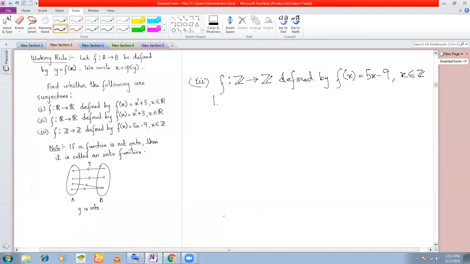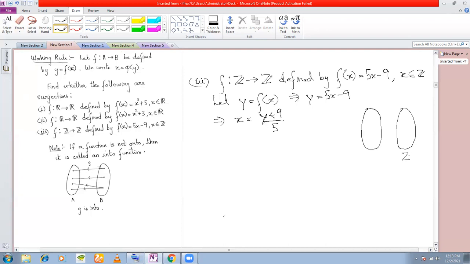How to check whether this is a surjection? Very similarly, I assume y = f(x). That means y = 5x - 9. Now I want to find x in terms of y. So I see that x must be equal to (y + 9)/5. Now you see, this is the set of integers, and this is the set of integers.